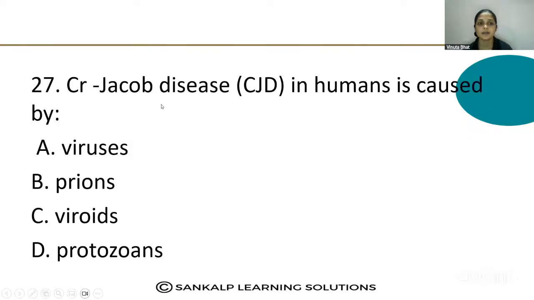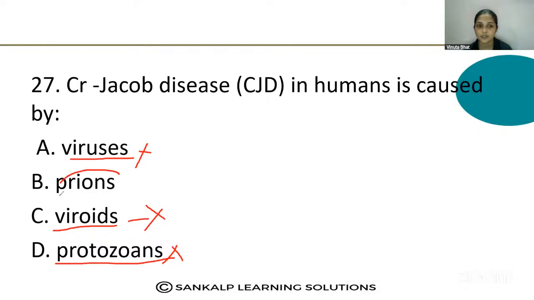Next question. Creutzfeldt-Jakob disease, CJD disease in humans, is caused by viruses, prions, viroids, or protozoans. The CJD disease is also called mad cow disease, right? So is this disease caused by virus? No, virus is not responsible for this disease. That is the wrong one. Viroids also are not responsible for this. Protozoans also are not responsible for this.